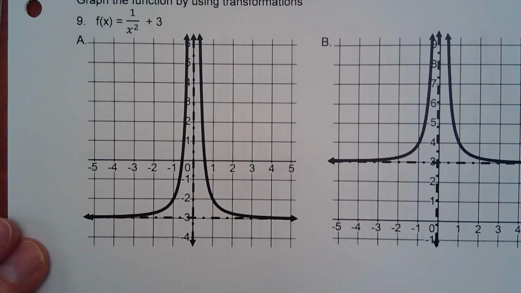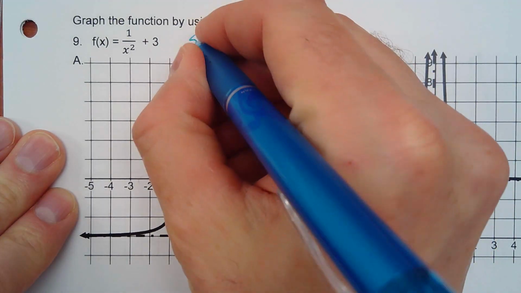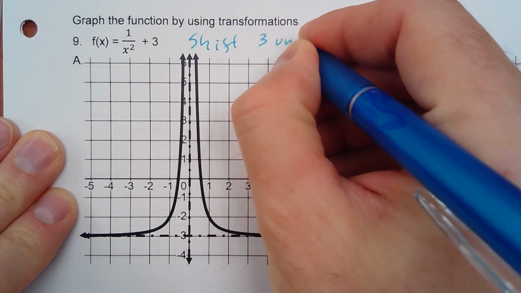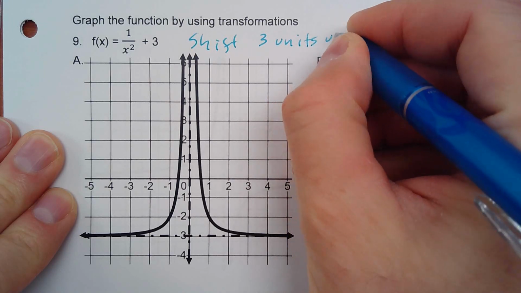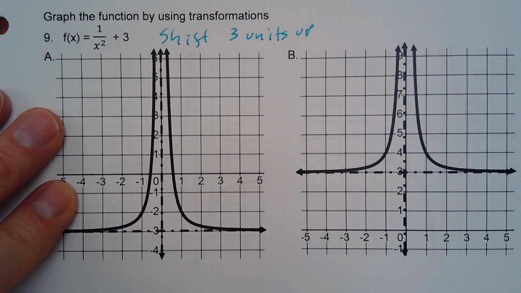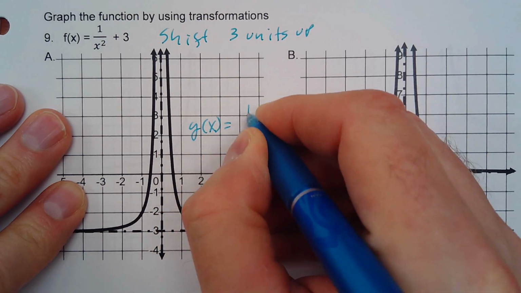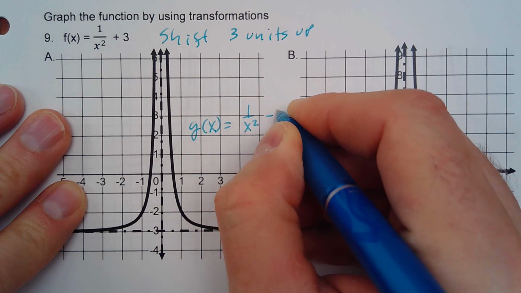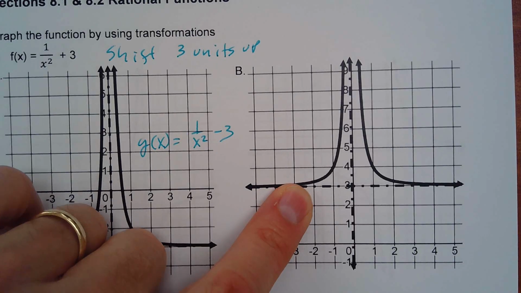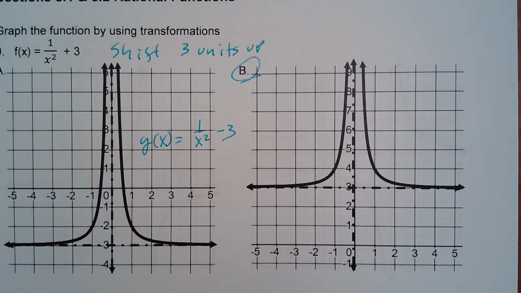Let's try this next one. We have 1 over x squared plus 3. This one shifts 3 units up. So this first one looks like it's been shifted 3 units down. So that's not the correct answer. That would have been 1 over x squared minus 3. This one's been shifted up 3 units, so this looks like it's the correct answer. So we'll go and circle that one.